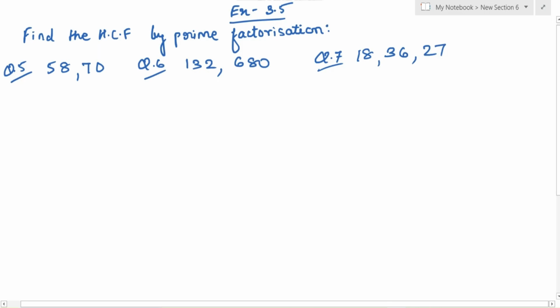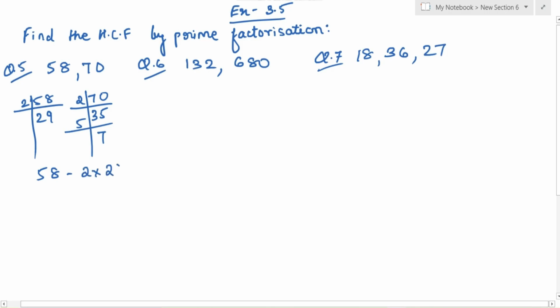Now question number 5 is 58 and 70. Again we'll take out the prime factorization of 58. That is 2 2s are 4, carry forward 1, 2 9s are 18. Now we'll similarly go ahead with 70. 2 3s are 6, carry forward 1, 2 5s are 10, and 5 7s are 35. So the prime factorization of 58 is 2 into 29, and the prime factorization of 70 is 2 into 5 into 7. The only prime factor common in both of them is 2. So we will write down the HCF as 2.